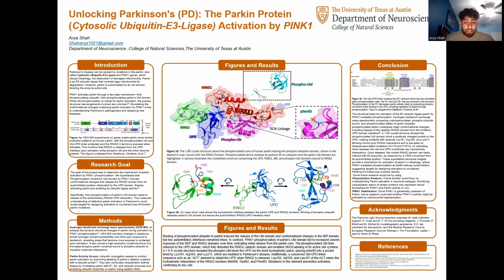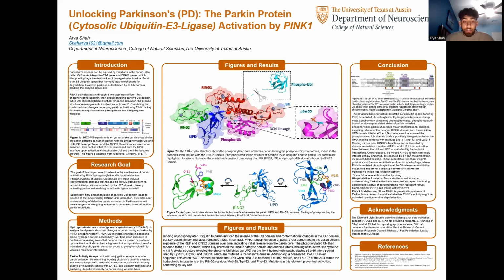Specifically, Parkin is a protein involved in Parkinson's disease, as I've mentioned above. It has several domains, including the UBL domain, Ring 2 domain, and UPD domain. Usually, the Ring 2 and UPD domains are bound together, which keeps the Parkin in an inactive state. The UBL domain acts as the activation switch. When the UBL domain gets phosphorylated, it causes a change in the shape and structure of the Parkin.